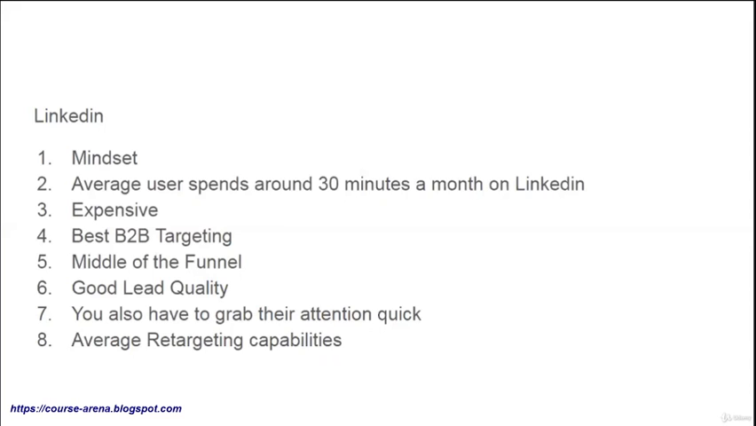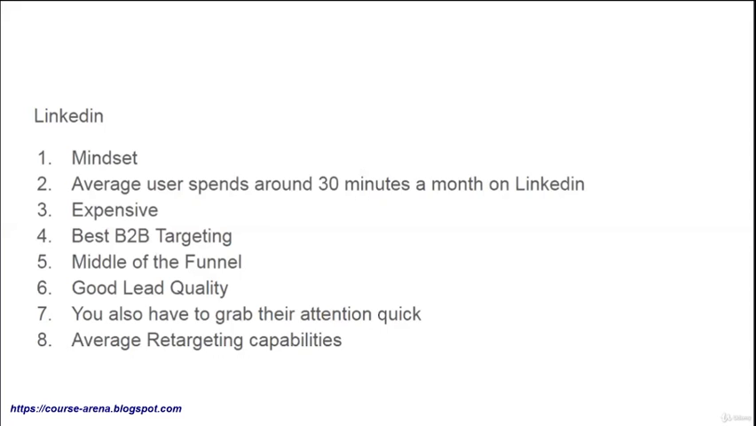But the best thing about LinkedIn is that you would get the best B2B targeting on LinkedIn. If you want to target people by their company names, by their job titles, by their job functions, by their seniorities, by their interests, by their groups, you have it on LinkedIn. For account based targeting, if you want to target companies, you have matched audiences where you can upload lists and target people. You could target people even by their email IDs. So you would get the best B2B targeting on LinkedIn.